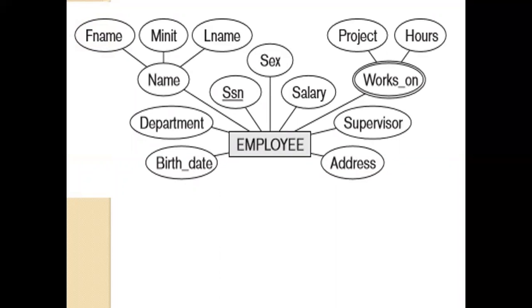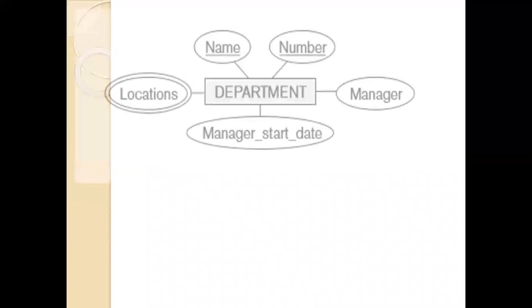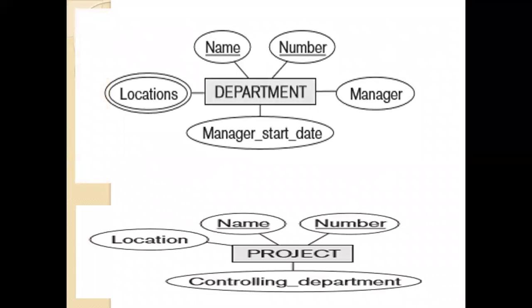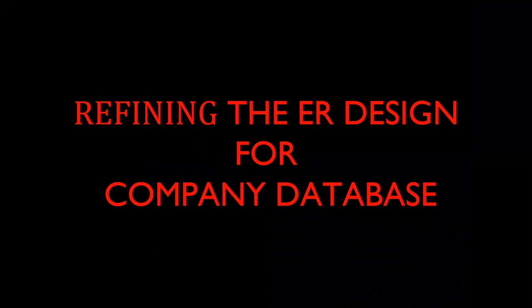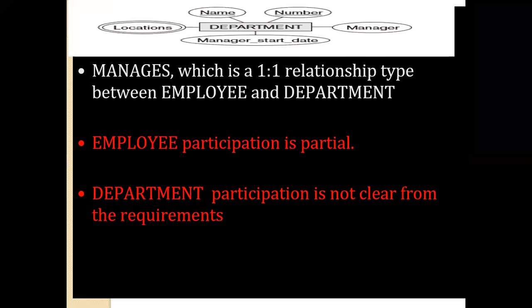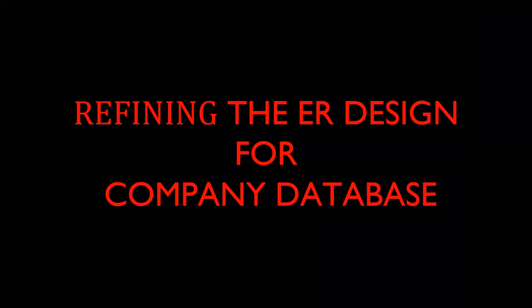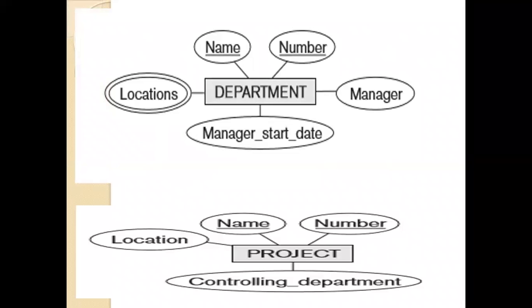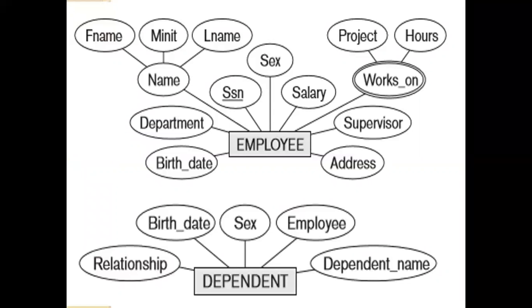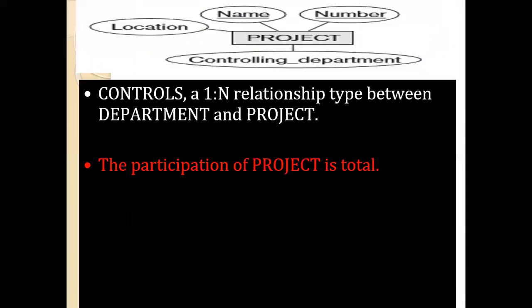So here we have an employee, the details of the employees are given, dependent, department, project. Now by making use of this we can design an ER diagram for a company database. We'll go for a basic structure of the company database, then by using different terminologies we will refine it again, and that I will discuss in the next session.